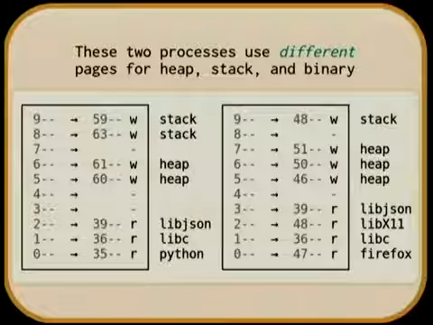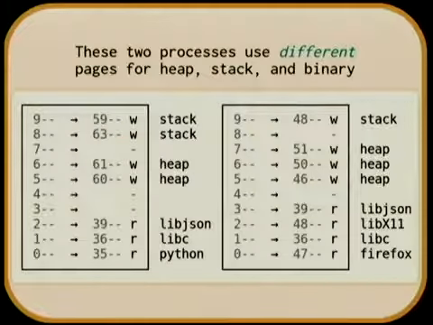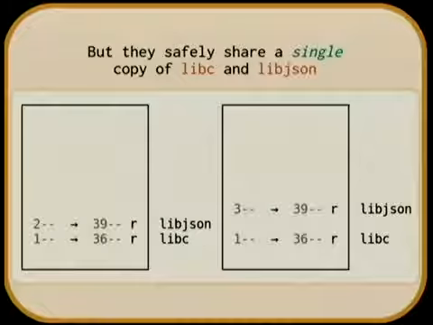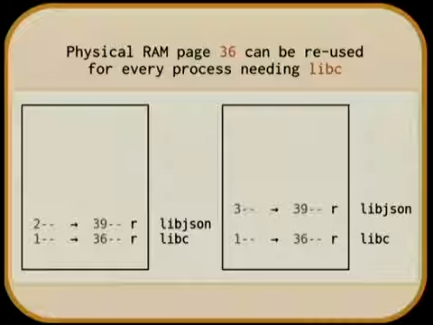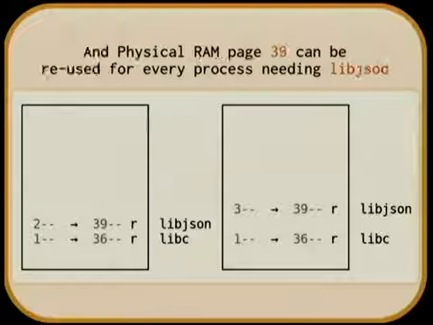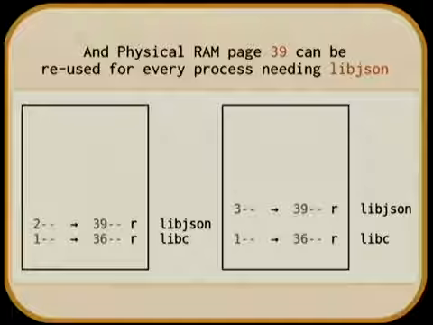Here are two different processes doing two different things that have different pages allocated in different orders for their heap, stacks, and binaries. But if you look, it's the exact same physical page that's providing libc and another separate page providing libjson, which means those things don't have to use up RAM by being stored twice. Physical RAM page 36 can be reused for every process on the system that needs libc. Similarly for RAM page 39 and libjson, because if you can't write to it, then it looks like it's your own personal copy. It never gets overwritten or changes.